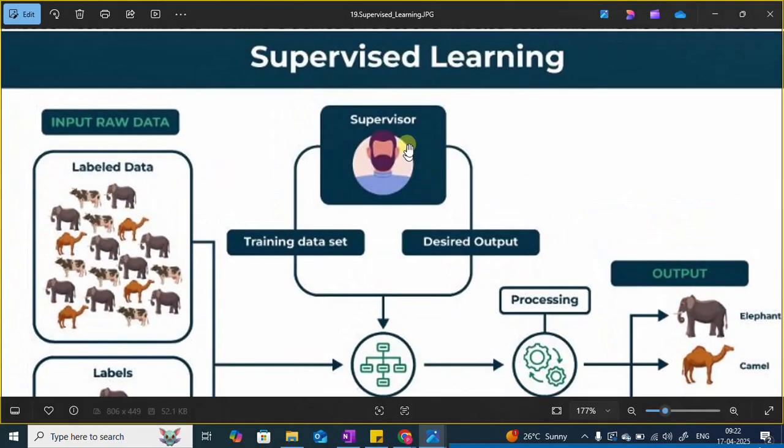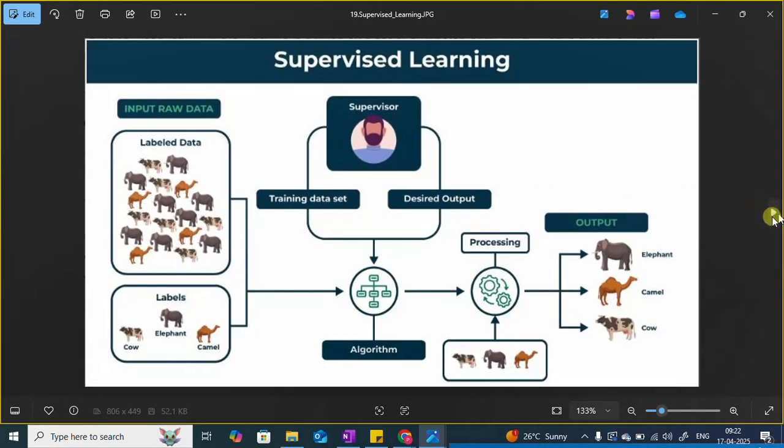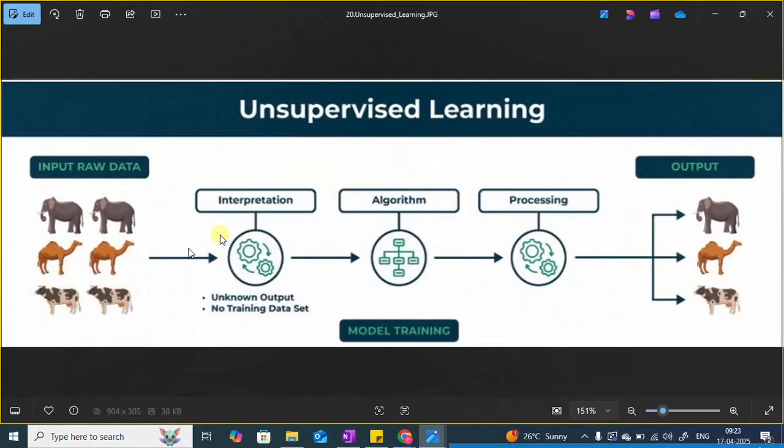That comes under supervised learning. Now, similarly, the same data set I'm giving to unsupervised learning, guys. What is happening here? See, same input raw data, right? But I'm not labeling it.